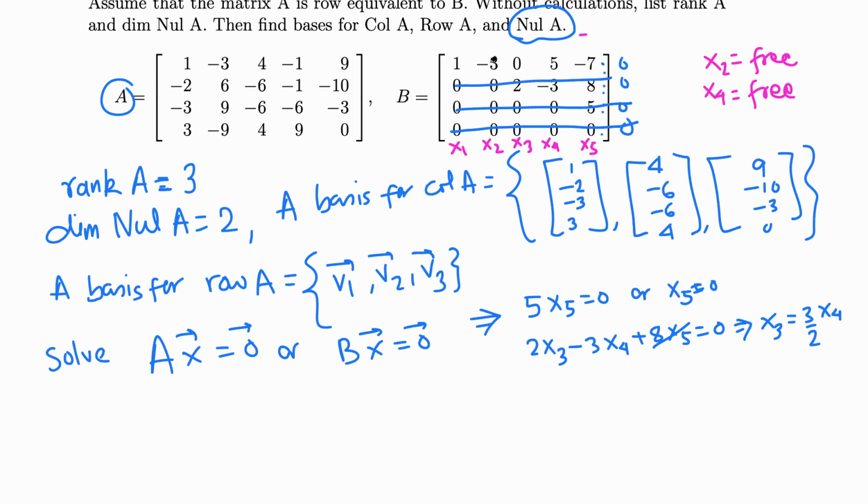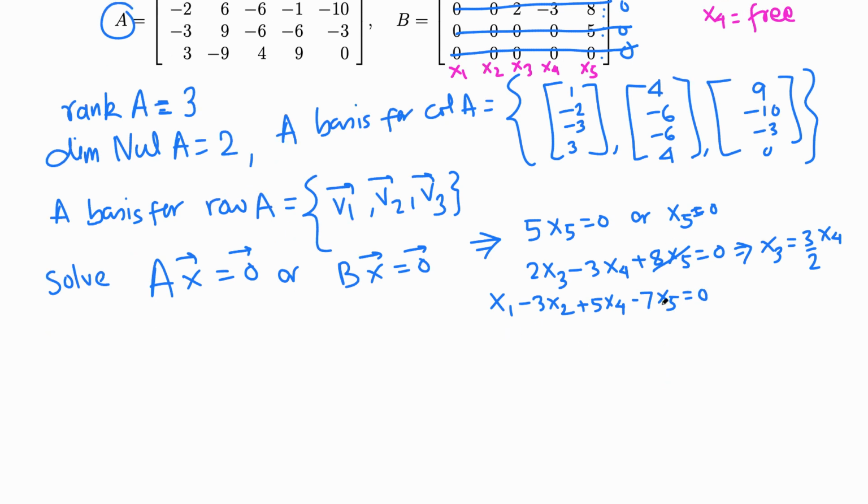Now from the first row we get x1 minus 3x2 plus 5x4 minus 7x5 equals 0. So x5 is 0, so this is going to be 0. x2 is free, x4 is also free, so this implies x1 is, just add and subtract, 3x2 minus 5x4. So we got all components x1 through x4.